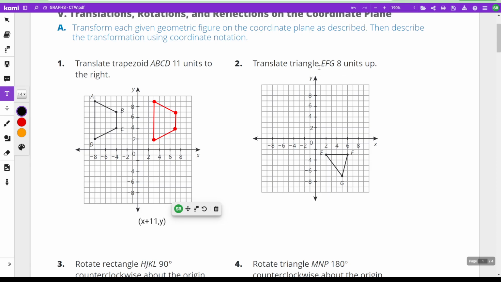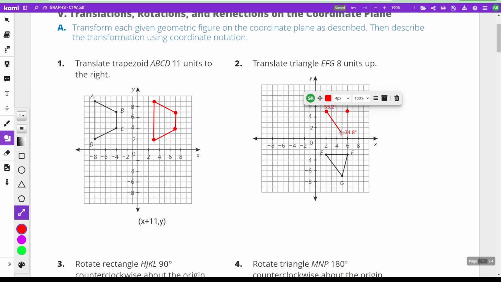Number 2 asks us to translate triangle EFG 8 units up. So translate is another word for slide. We're just sliding 8 units up. So E goes from being here to being 1, 2, 3, 4, 5, 6, 7, 8 units right there. F will end up right there, and G should end up here. And so if we connect those to make our shape, it's going to look like this.